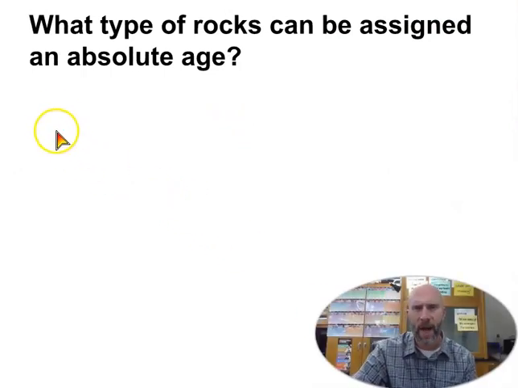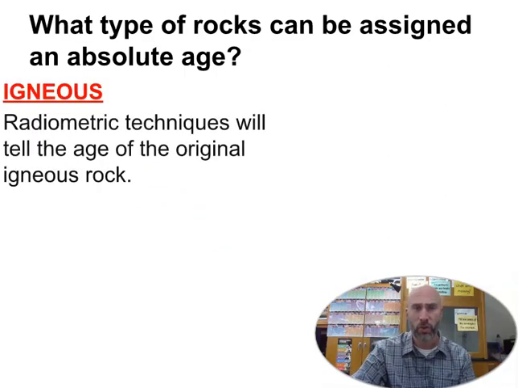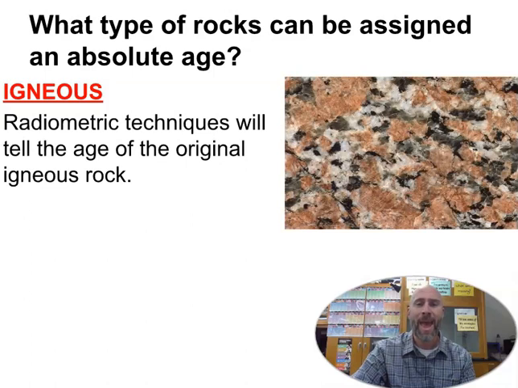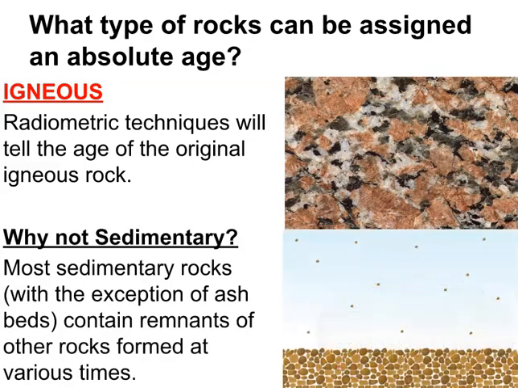Okay. Now, what type of rocks can be assigned an absolute age? Okay. Igneous rocks for sure, because we have these little mineral crystals that we're able to test, right, with certainty. So igneous rocks we're going to be able to use certain types of radiometric dating for. Sedimentary is not going to be one we're going to be able to use it for.